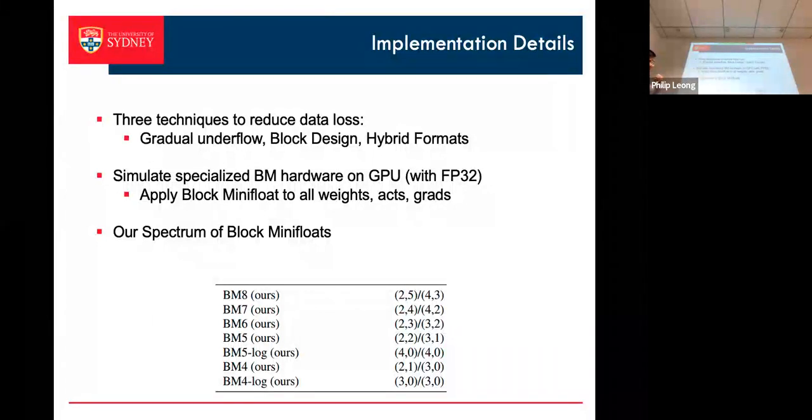And so we tried a whole bunch of different 8-bit, 7-bit, down to 4-bit formats. And we actually optimized the format for different paths. This is the feed forward path, so 2 exponent bits and 5 mantissa bits. This is the backprop path, 4 and 3. So it turns out that you need more range in the backprop path.